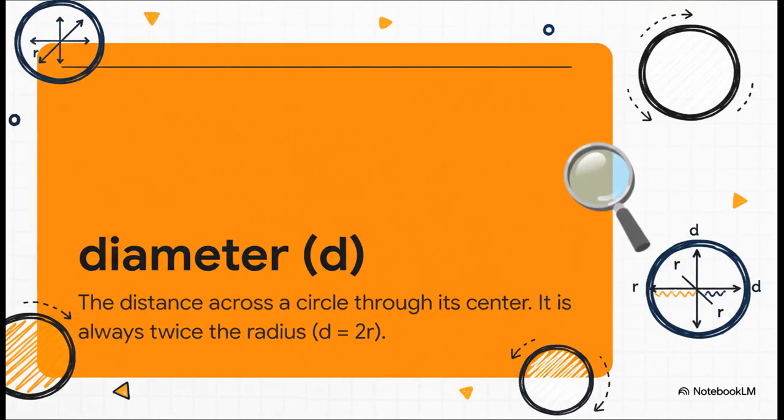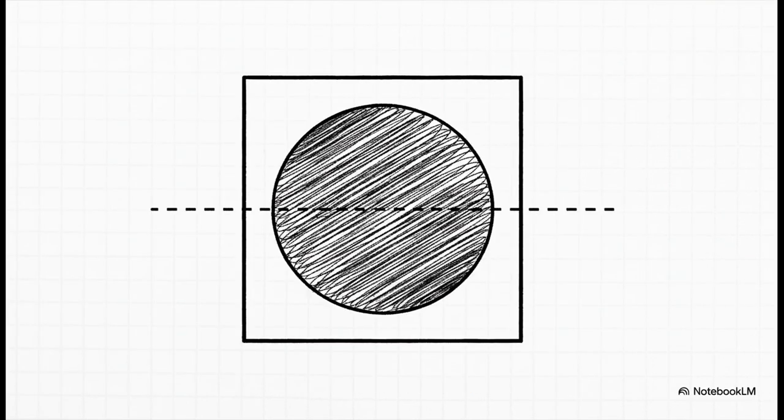And the second term is the diameter, or d. That's the full distance all the way across the circle, but it has to go right through the center point. And here's the key. It's always, always exactly 2 times the radius. All right, got those? Good.